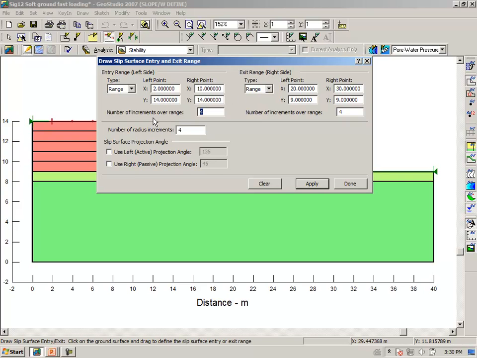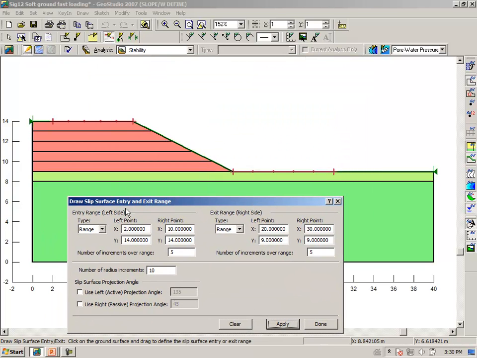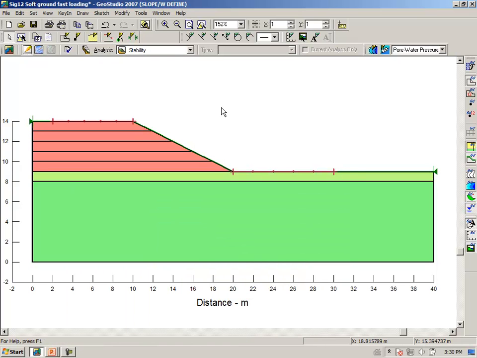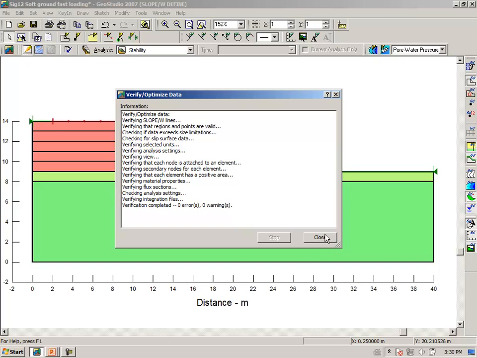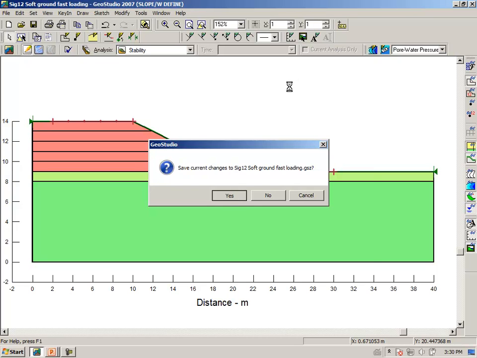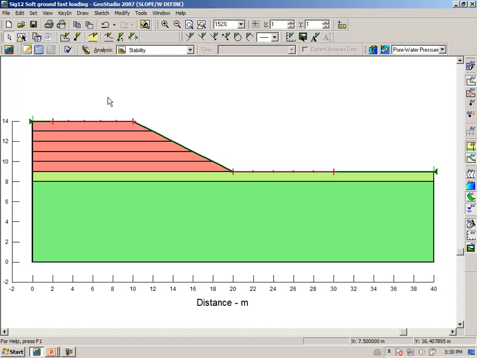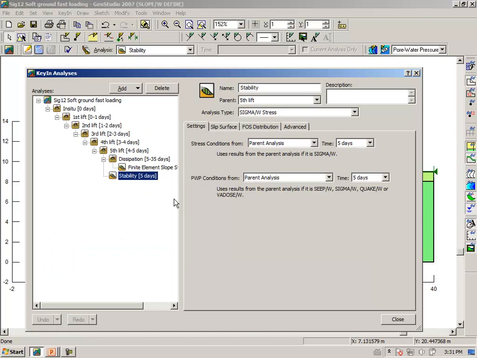And let us say that we want 5 increments here and 5 increments on the exit and 10 radii. Apply this, and so there is the definition of our trial slip surfaces. Clicking on verify and then clicking on solve, we can solve for the factor of safety. We have a stability.